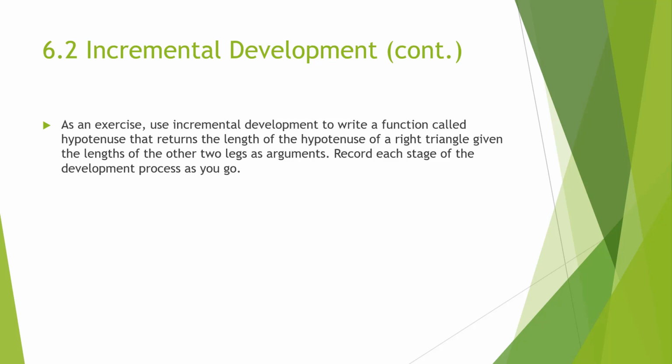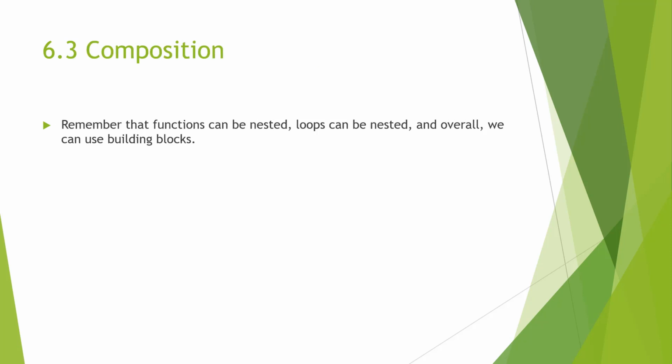So moving on, we have our 6.3, composition. Remember that functions can also be nested. We can also do loops. Our loops can be nested, and we can do a combination of nested and loops in any form. Remember, these are the building blocks of how we can do certain functions. I'm not going to do the composition example in the text because we pretty much just did that in 6.2.